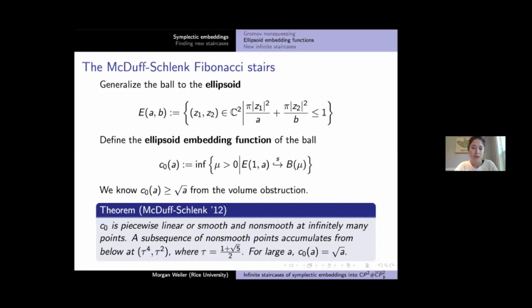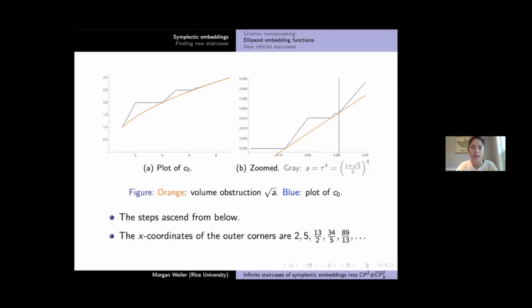And what McDuff and Schlenk proved is that c_0 is piecewise linear or smooth, and it's non-smooth at infinitely many points. When a is large, c_0 of a is actually equal to root a. So this means that a subsequence of non-smooth points has to accumulate somewhere. And it accumulates from below at tau to the fourth, where tau is the golden ratio, 1 plus root 5 over 2.